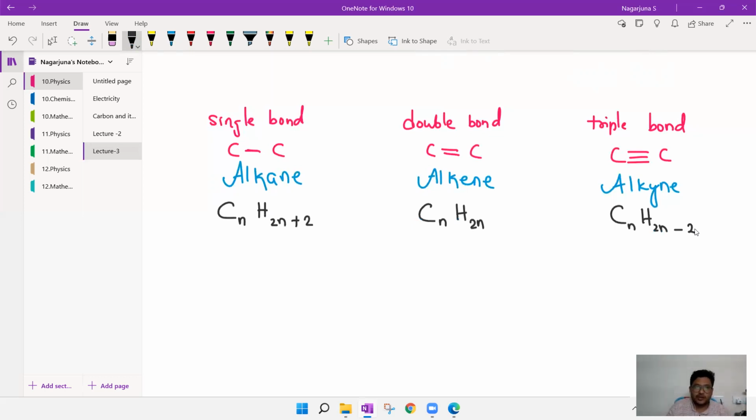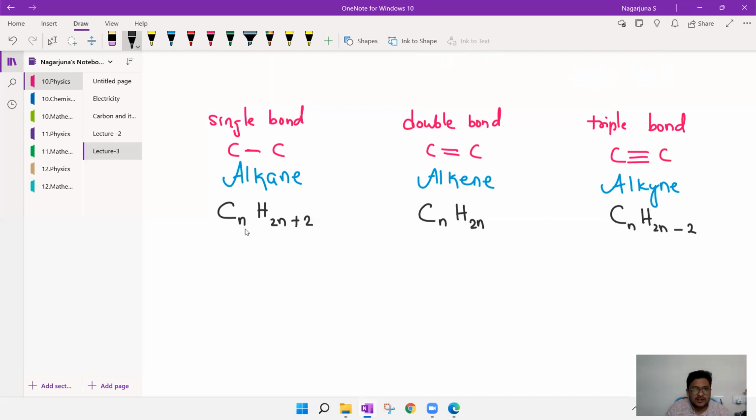I am telling, we have single bonds between carbon, double bond between carbon, triple bond between carbon. If you find only single bonds, we call it the alkane functional group. If you find double bond, we call it the alkene functional group. If it is triple bond, we call it the alkyne functional group. And for alkane, we have the general formula CnH2n+2. For alkene, we have CnH2n. For alkyne, we have CnH2n-2.